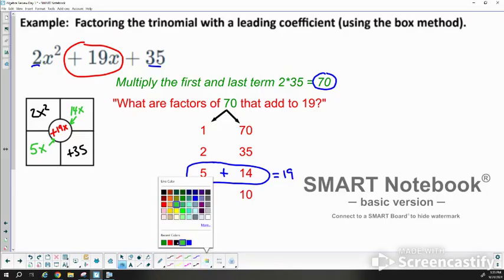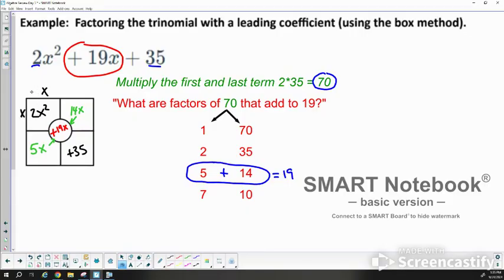Now here's where it becomes a little tricky. This 2 is giving us a problem. I know that the x squared is going to be x times x, but the question is, where do I put the 2? Would the 2 go here or here? Well, you kind of got to look at it.